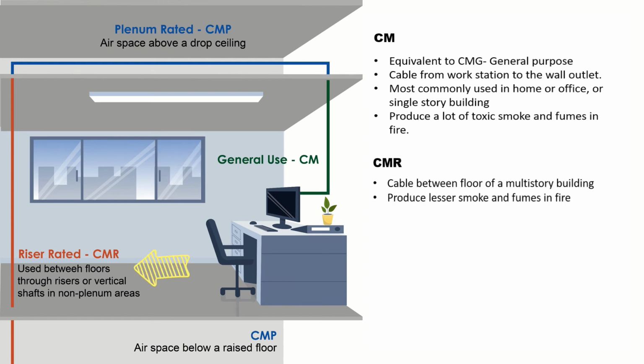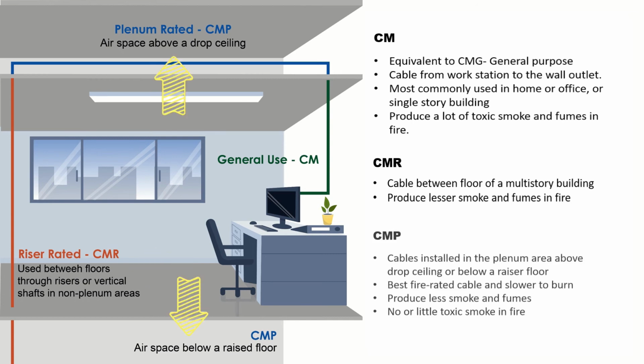And CMR riser cables are suitable for use in walls and are laid vertically between floors. The riser cable limits the ability of the cable to carry flames. But if the cable really burns, the smoke and fumes produced are toxic. And the CMP plenum cables are installed in the plenum area above a drop ceiling or below a raised floor. It is the best fire-rated cable, slower to burn and produces less smoke and fumes. It hardly emits smoke and has low toxicity.